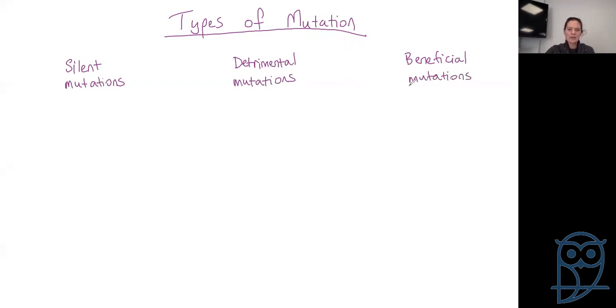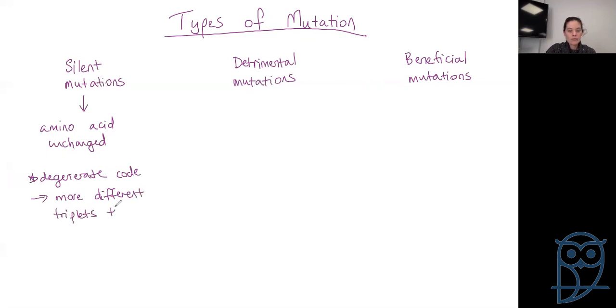A silent mutation, how can that happen? Okay, a silent mutation means that actually the amino acid doesn't change. So we change our DNA, we change our mRNA, we change our tRNA, and yet we get the same amino acid. This is because we have a degenerate code. We have more different triplets than we have different amino acids. So yes, we only have one triplet that says start, but we have, for example, we could have four different triplets that code for a single amino acid.